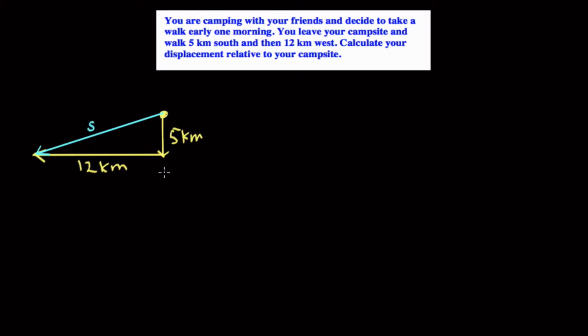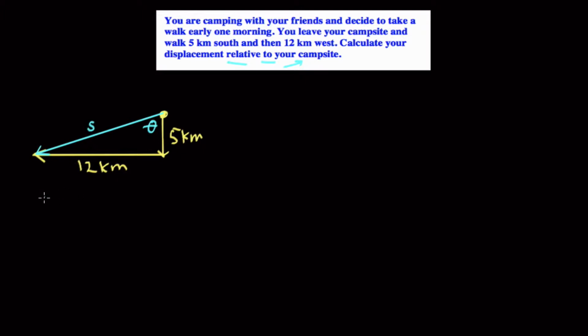I know that I'm going to have to find the angle theta. Theta is going to be wherever it says "relative to." After that, that's where you're going to put theta. So relative to your campsite, you're going to put theta right there. And in this case, your campsite was also your starting point. So I'm going to have to find this angle, and I'm going to have to find this displacement. And I'm also going to have to give direction.